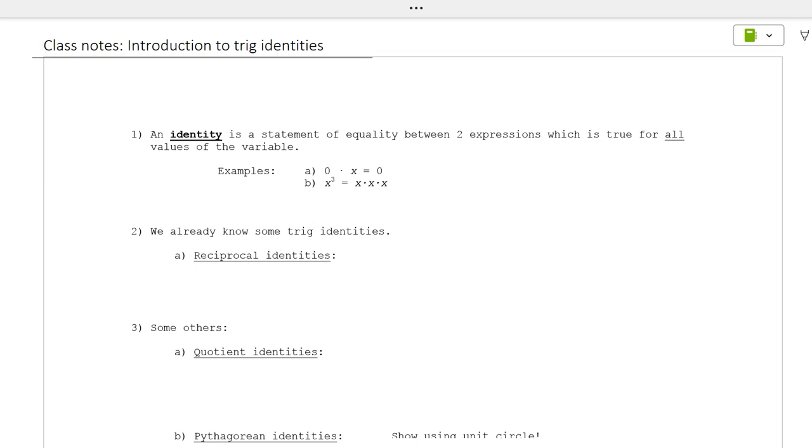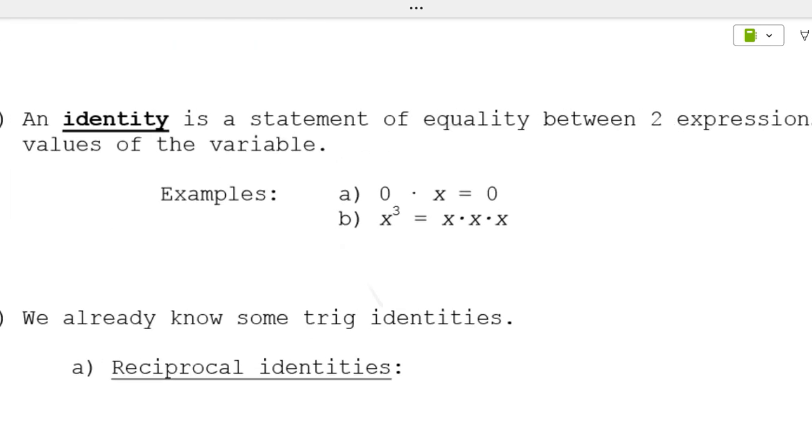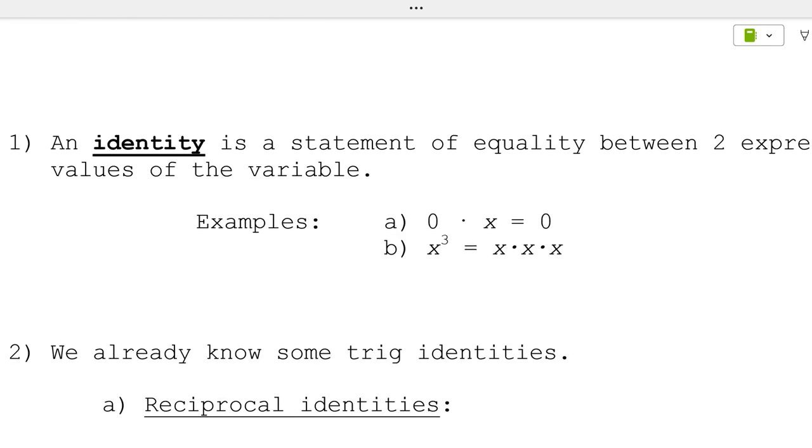Hello, so today we're going to start learning about trig identities. To start, I just want to review what the word identity means in math. In math, an identity is a statement of equality between two expressions, which is true for all values of the variable. So start with two that we're pretty familiar with.